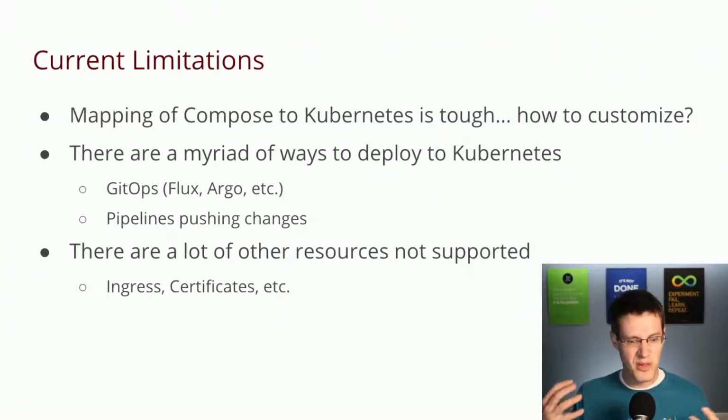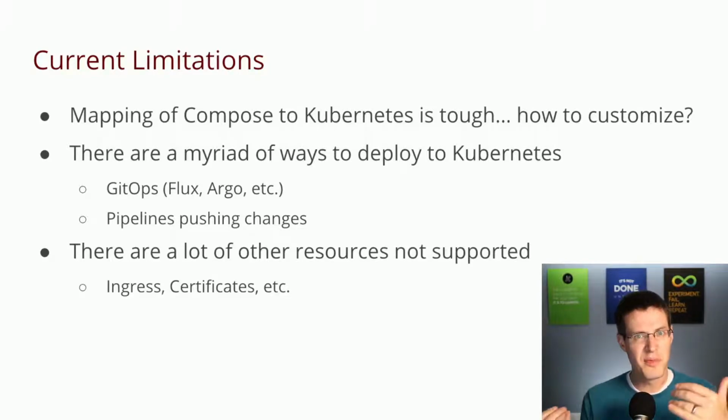Now, there's a couple limitations that come along with this, because Kubernetes is tough. There's lots of ways to do the same thing, and every Kubernetes deployment might do things a little bit differently. The mapping of compose to Kubernetes is tough, and some things are pretty obvious. Okay, I've got a service, I have a deployment. But if I want to customize that a little bit, or add image pull secrets, for example, or other things like that, how do I do that? Or how do I add my own labels or annotations to everything? There's a lot of things that I may want to customize, and I can't really just do that directly with the Compose tooling.